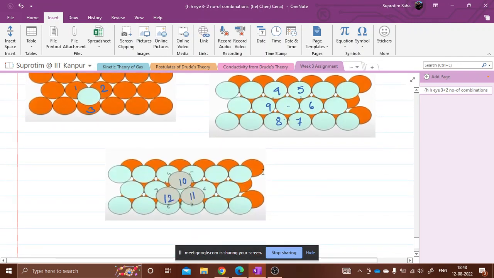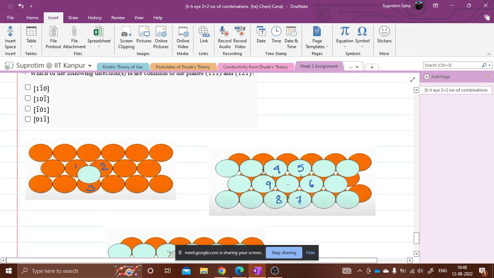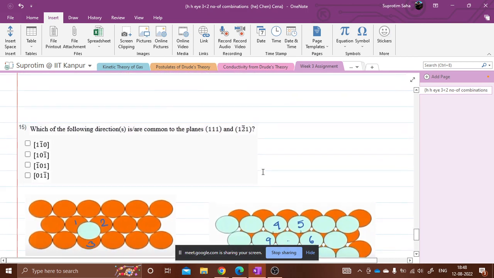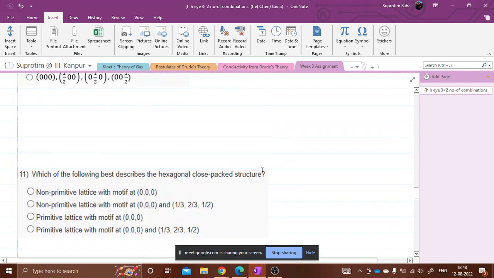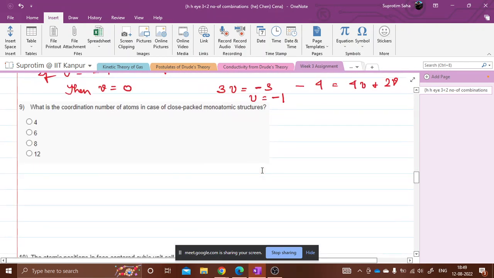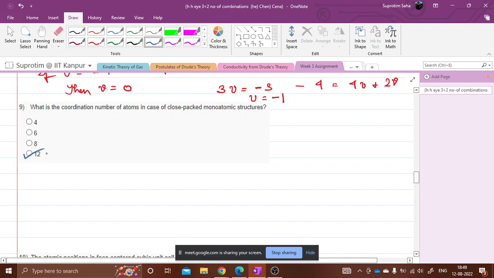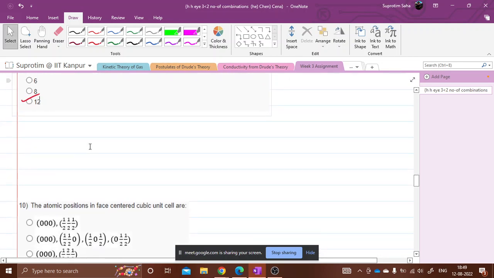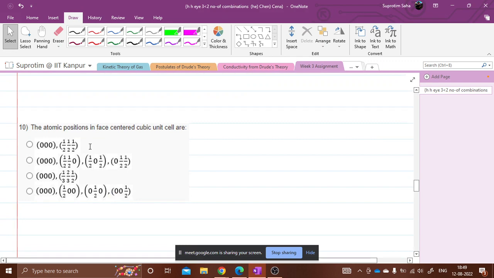So for the close packed structure, you have 12 neighboring atoms, and coordination number, as I talked about in the last class, is the number of nearest neighboring atoms. So that will give you your number of 12. So the coordination number of atoms in case of close packed monatomic structure is 12, which I already showed.